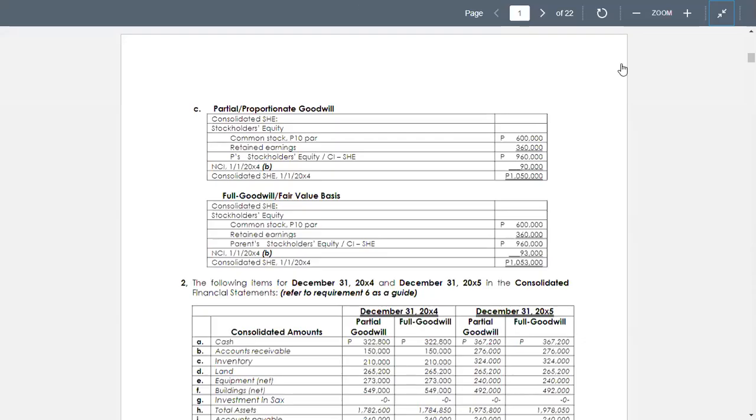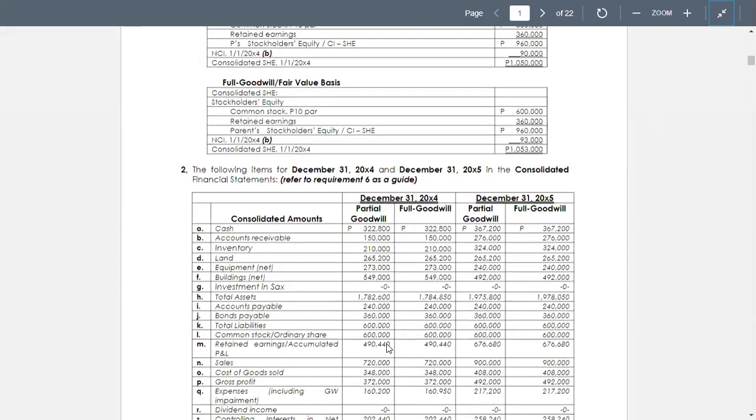Okay, now let's continue with requirement number 2. You're asked to fill up the amounts in the worksheet. Actually, you have to create 4 columns. The first 2 columns are for December 31, 20x4, and the last 2 columns for December 31, 20x5. Now, the first 2 columns will involve partial goodwill and full goodwill. This is the same with the last 2 columns.